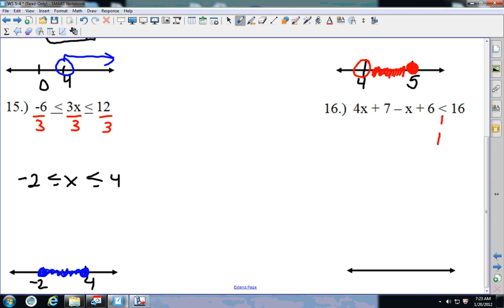Number 16. In this case, you need to put together your x's. Now, do you do the opposite? Do you just keep them the same? What do you do? Well, because they're on the same side of the equal sign, you can put them together.